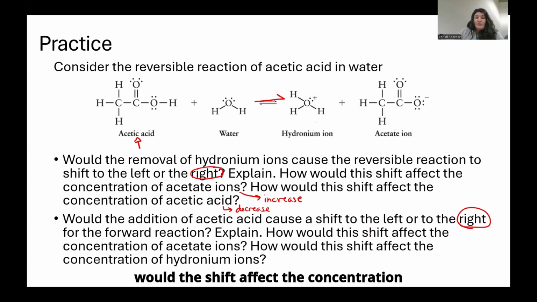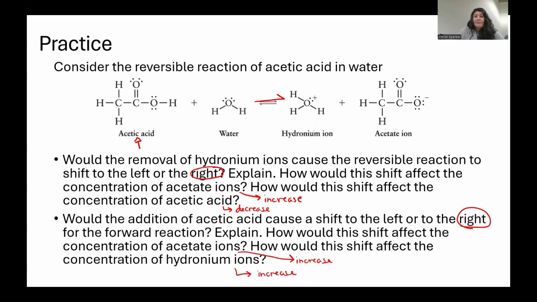So how would this shift affect the concentration of acetate ions? Well, acetate ions are a product, so it's going to increase because we are making more products. How would this shift affect the concentration of hydronium ions? Well, hydronium ions are products as well, so they're going to increase as well.